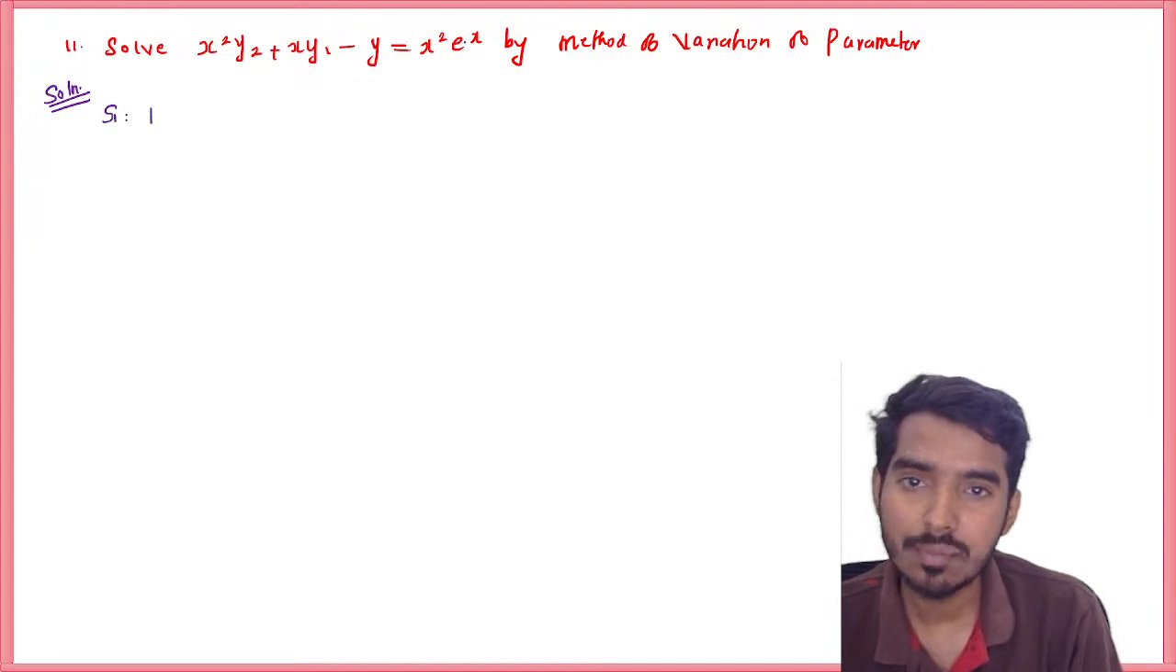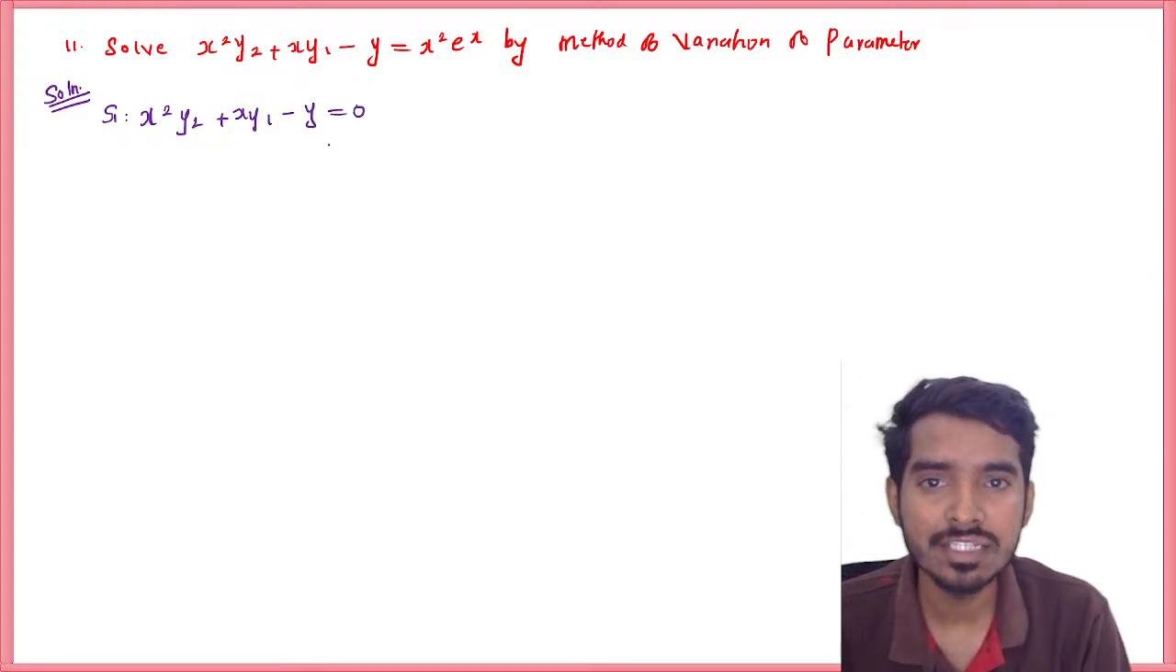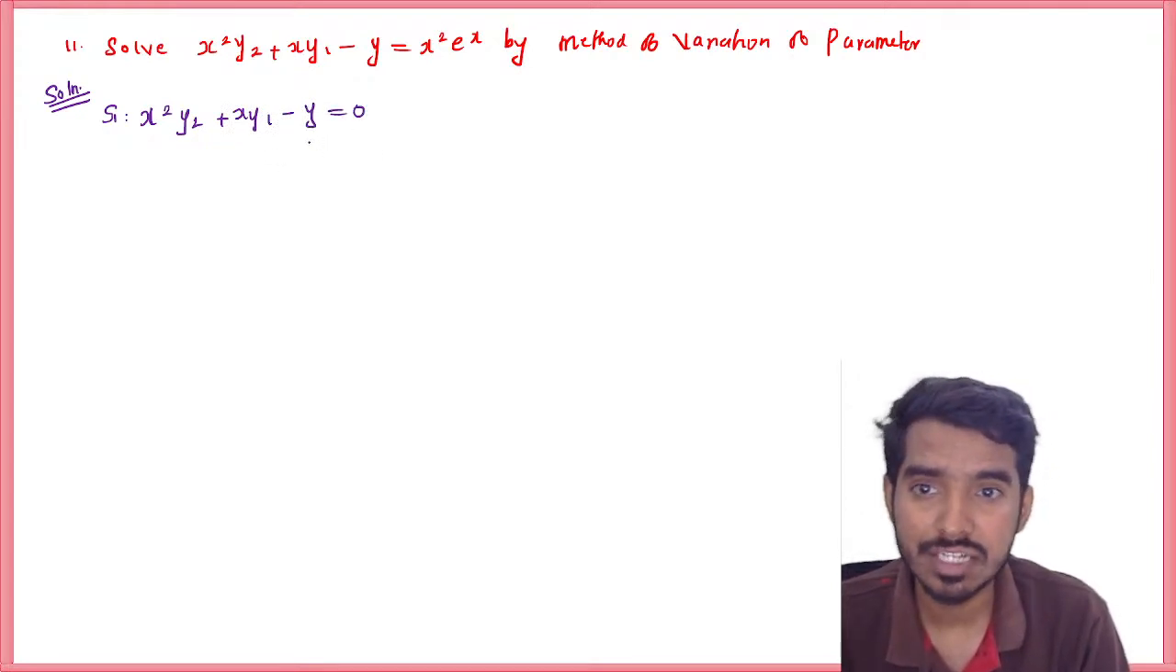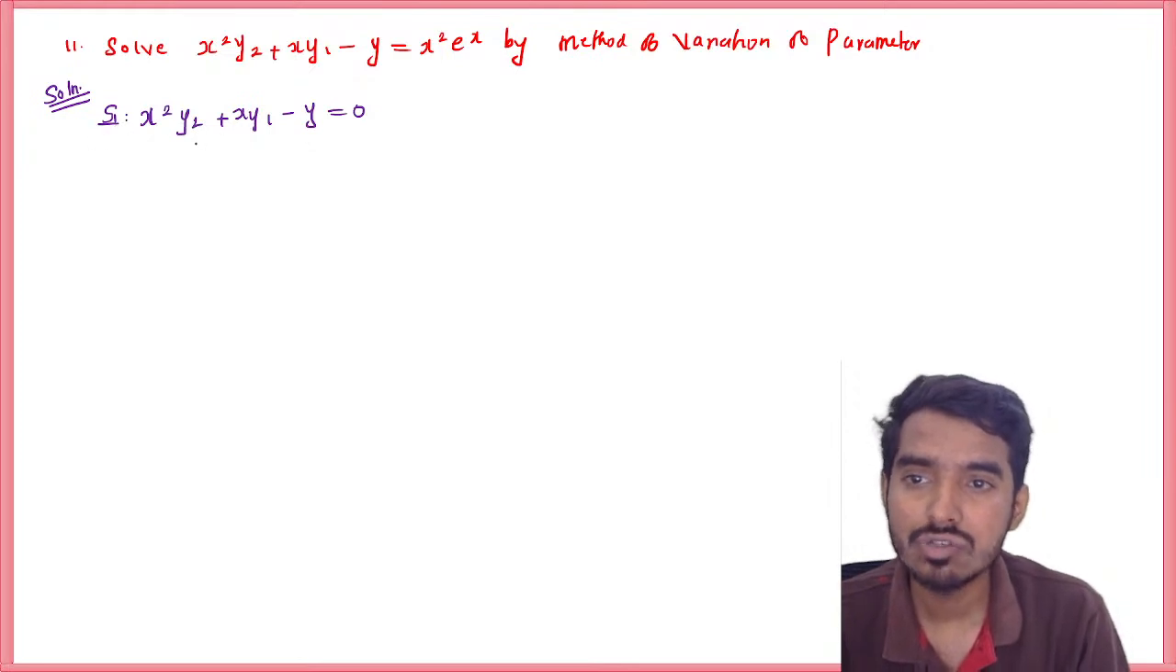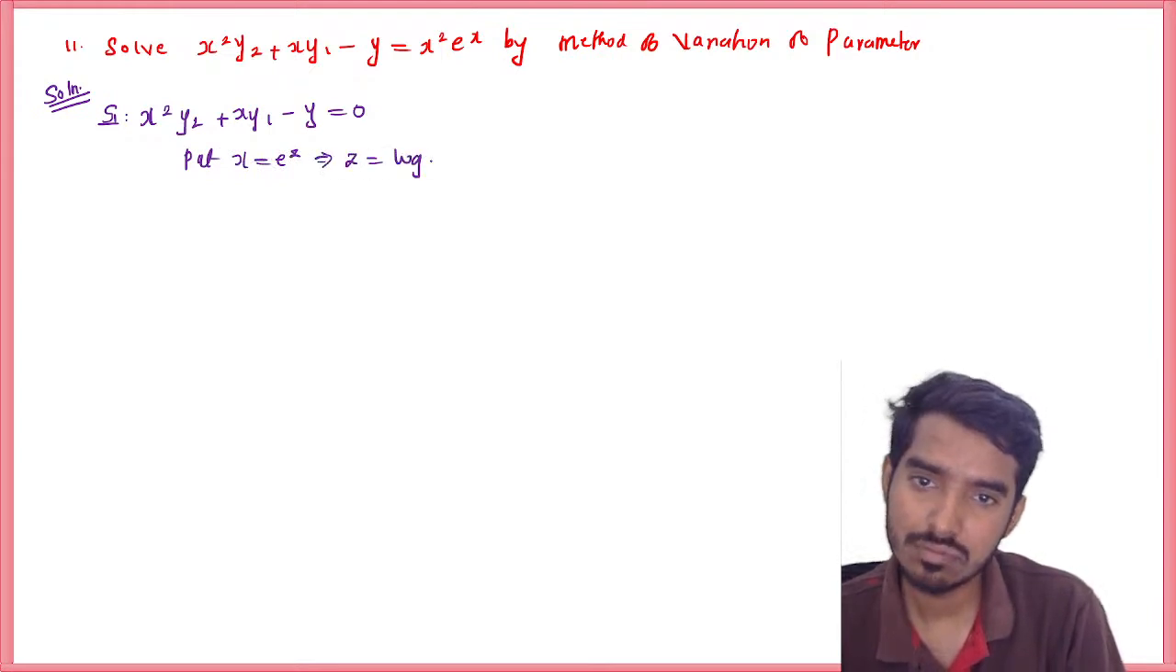So first you need to put r is equal to 0, right? R is 0. So we have here y2 plus xy1 minus y is equal to 0. We want to solve this equation in finding the complementary function, right? So how do you solve this equation? It is a Cauchy-Euler equation. Put x is equal to e power z, like that will be log x, right?